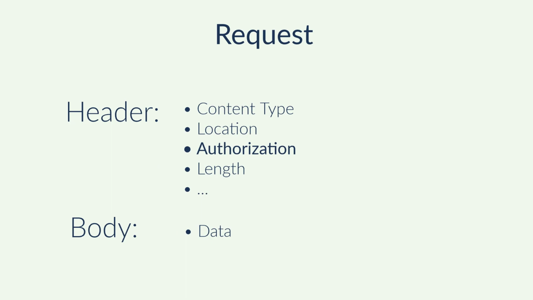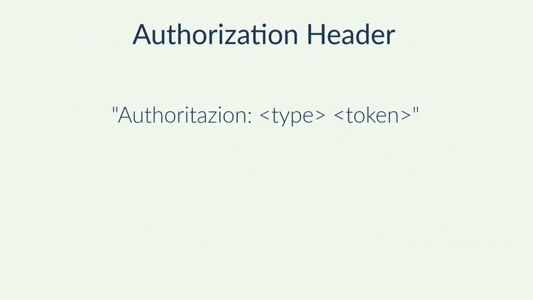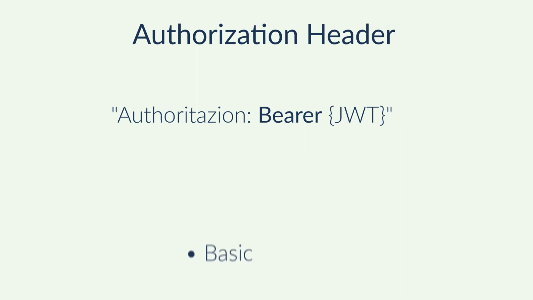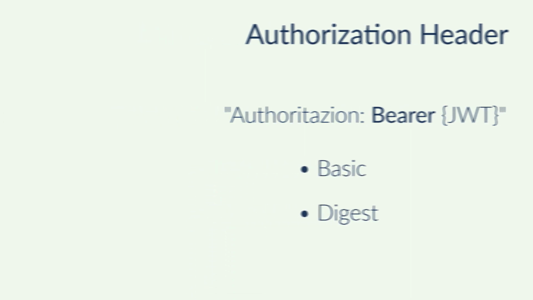To use the JWT, I will send it in the HTTP header, in the authorization header. The authorization header has the following structure. I first say which kind of token, followed by the token itself. The JWT is a bearer token. I have some other tokens, such as the basic or the digest.